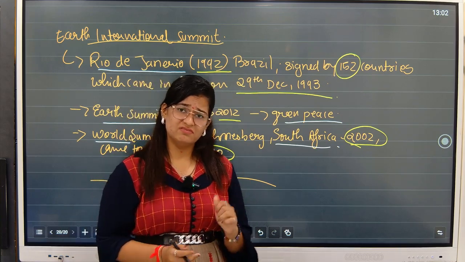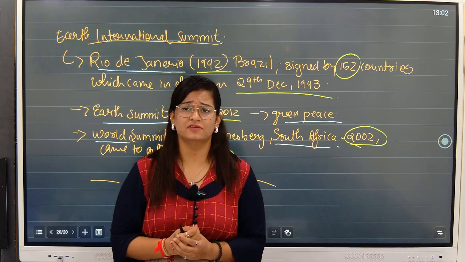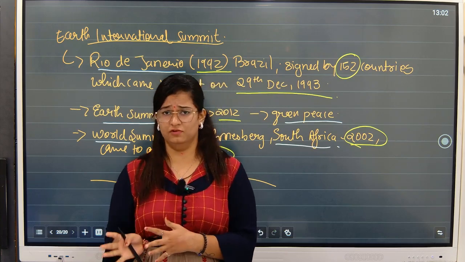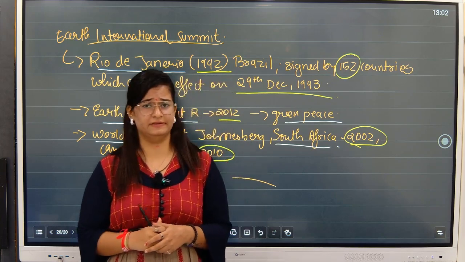Clear? So with this we are finishing this chapter, and in the next class we will start with the new chapter, which is origin and evolution. Also we will solve its DPPs and all, which we will discuss later.